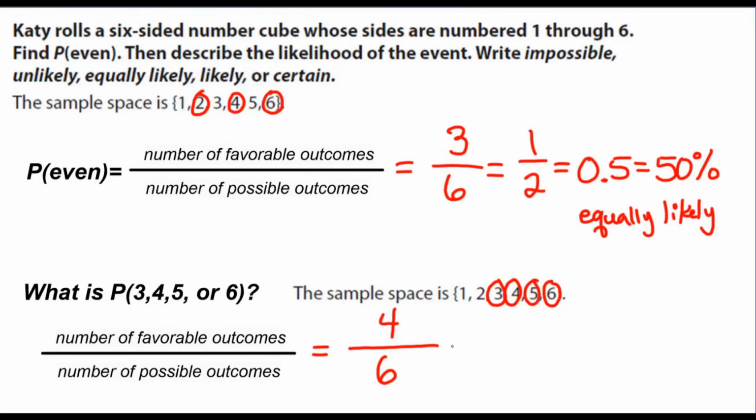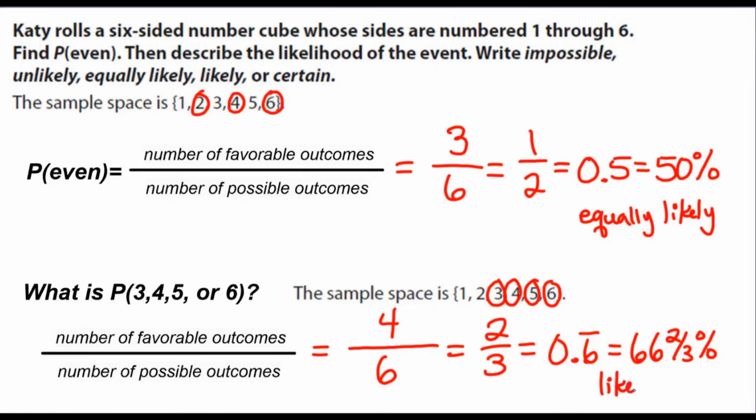That gives us a probability of 2/3, or 0.6 repeating, or 66 2/3% chance of happening. And we would consider that likely to occur. That is greater than 50% chance, but less than 100% chance. So we would say that is a likely event.